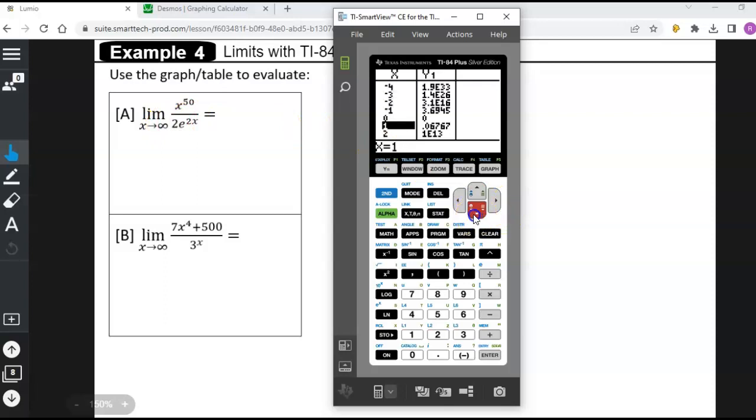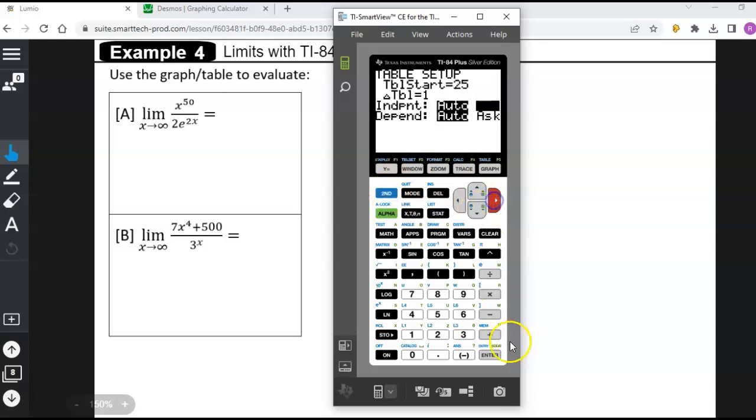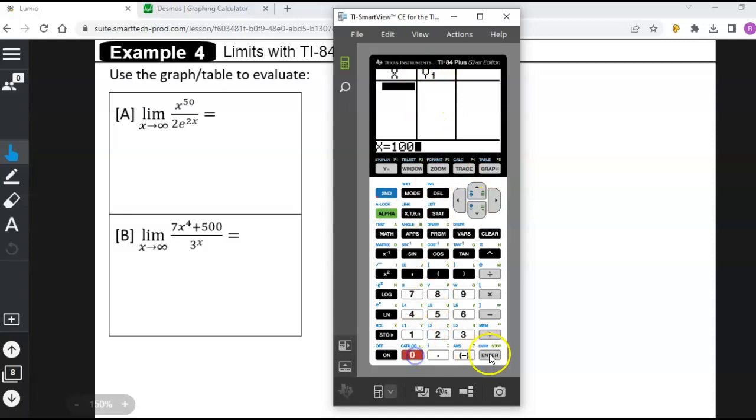And as we go up, up, up in the table, it looks like the numbers are going to infinity, but we have to be careful. So if we go to our table set and change this from auto to ask, then we'll go back to our table. We can type in some big numbers, like 100, and see we get an error. If we put in 50, there's our 1.7 e to the 41, so that's really, really tall.